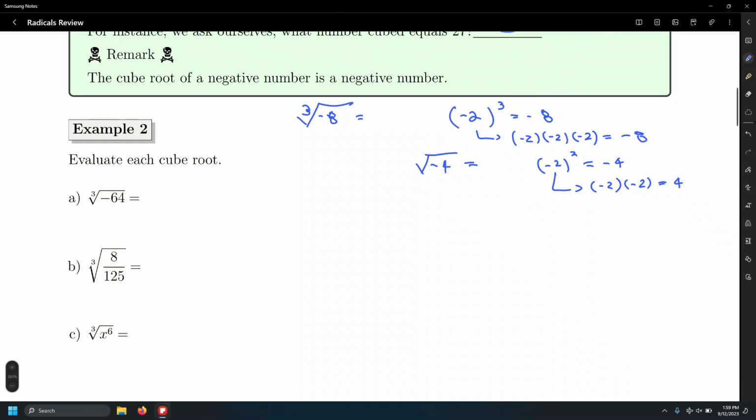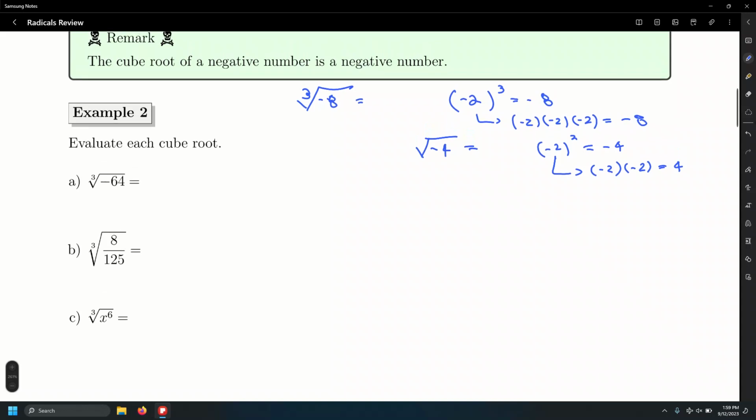So let's evaluate some cube roots. The cube root of negative 64, that is, what number raised to the third power equals negative 64? Negative 4, right? Negative 4. So negative 4 is the answer.